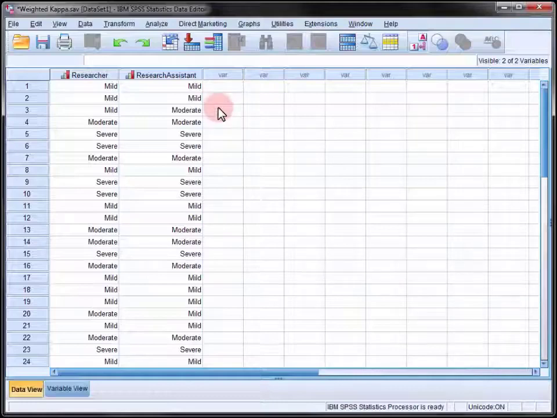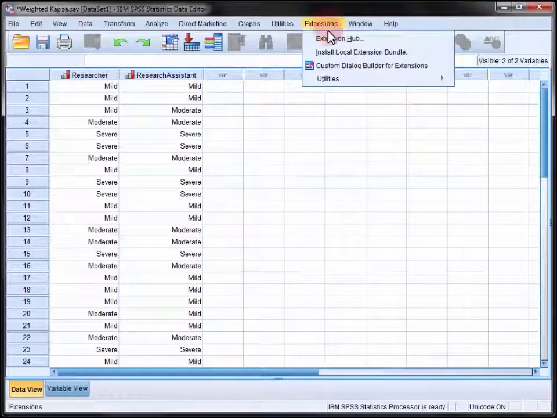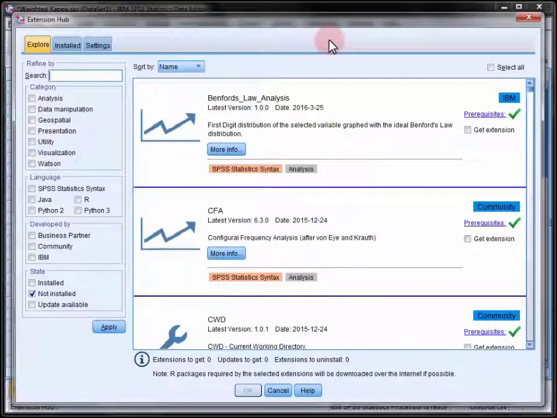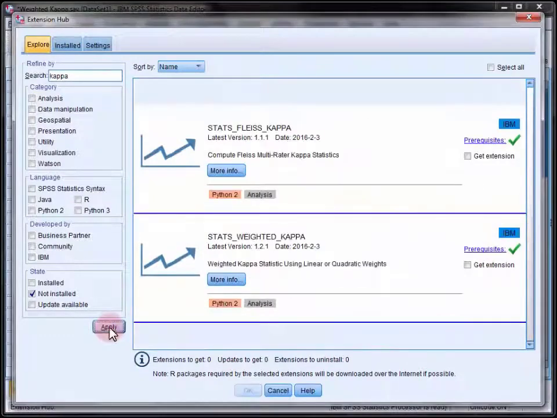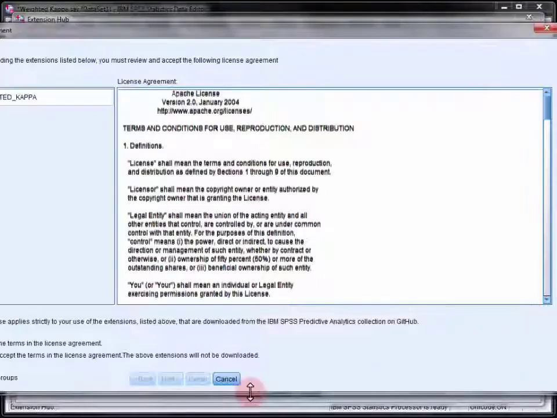Now, weighted kappa isn't available in SPSS by default. However, we can add it as a menu item by downloading an SPSS extension, and you'll only need to do this once. So in the Extensions menu, select Extension Hub, and then search for kappa. So this is the extension that we want, weighted kappa. So tick Get Extension, and then OK.